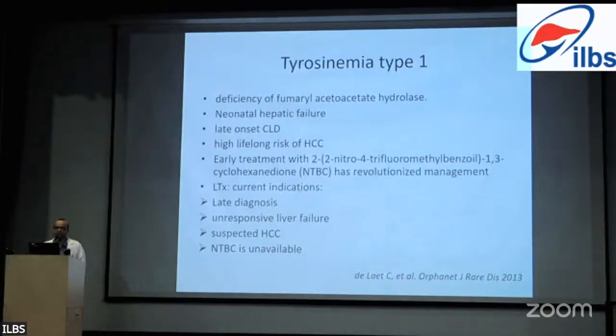Coming to tyrosinemia type 1, deficiency of fumarylacetoacetate hydrolase, neonatal hepatic failure, late onset CLD, very high lifelong risk of development of hepatocellular carcinoma. But early treatment with NTBC has revolutionized management. The current indications for liver transplant are late diagnosis, unresponsive liver failure, development of HCC, and if NTBC is not available.